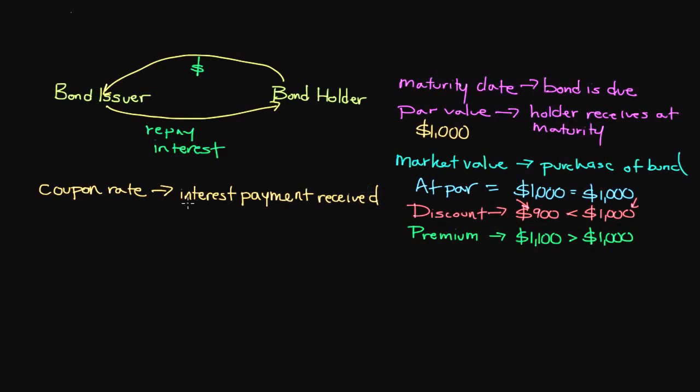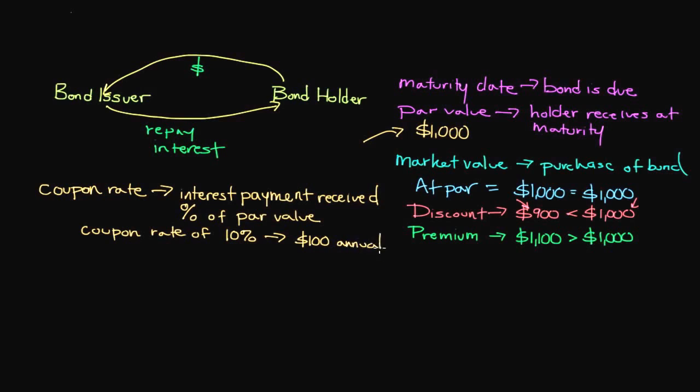And the coupon rate is expressed as a percentage of the par value. So let's say, for example, that I have a coupon rate on my particular bond that I am offering of 10%. And our par value is, remember, still $1,000. And so you know that you're going to be generating $100 on an annual basis. And so that is essentially the interest you receive.